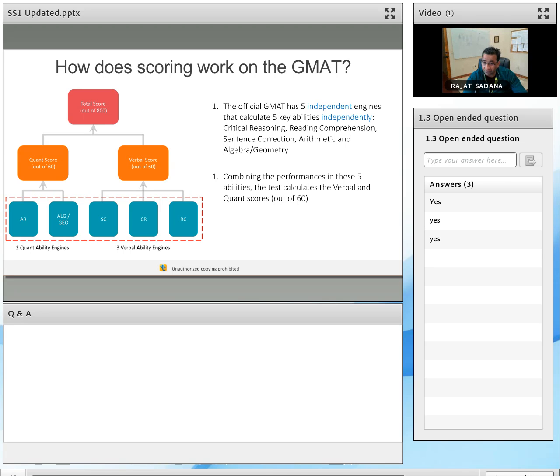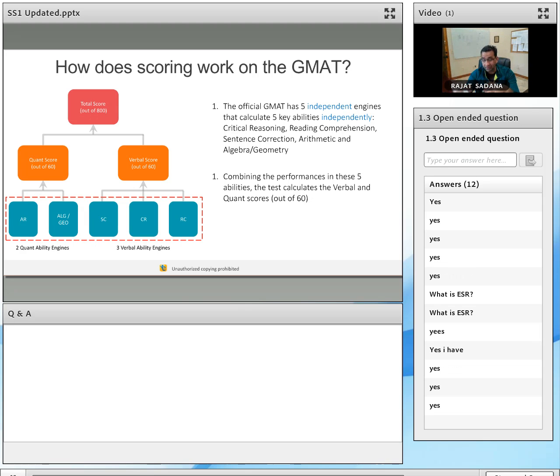Okay. Do you see those abilities? Do you see these 5 abilities in the ESR, or enhanced score report? And that's where, when you get to that score, what you should focus on is these abilities.